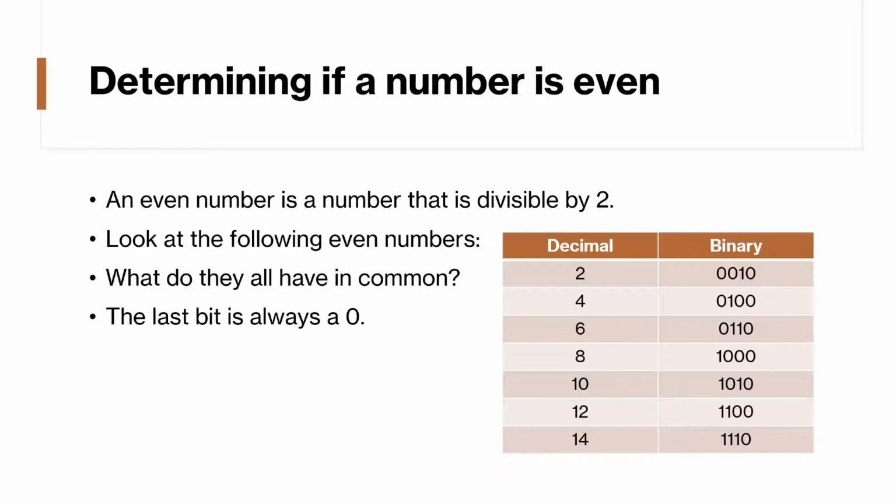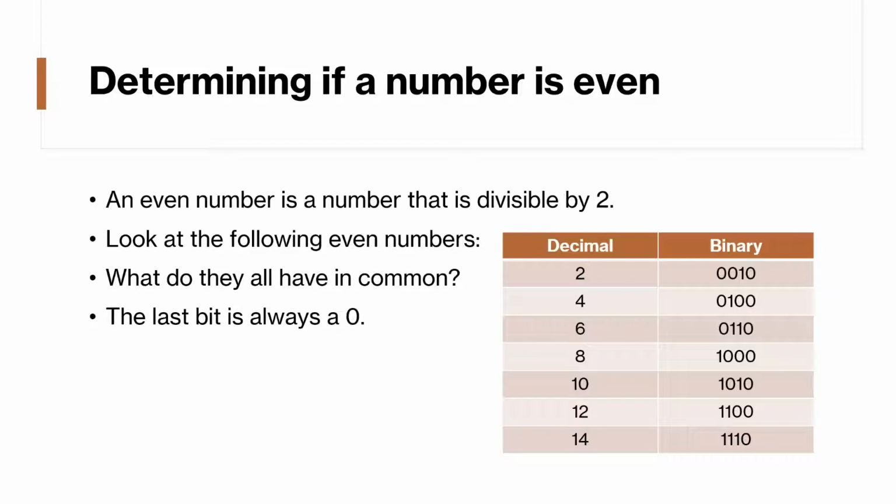So a really common problem that you try to do in programming in general is determining if a number is even or odd. Now to the right I have a table with the first 7 or so even numbers, when you count up, along with their binary representation next to it. So if you look, they all have one thing in common. The rightmost bit is always 0. No matter what, it's always 0.